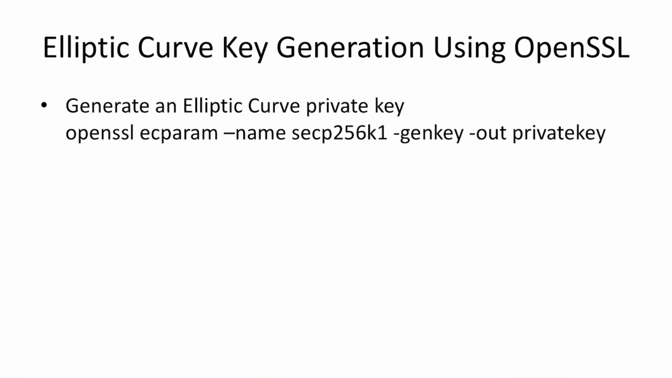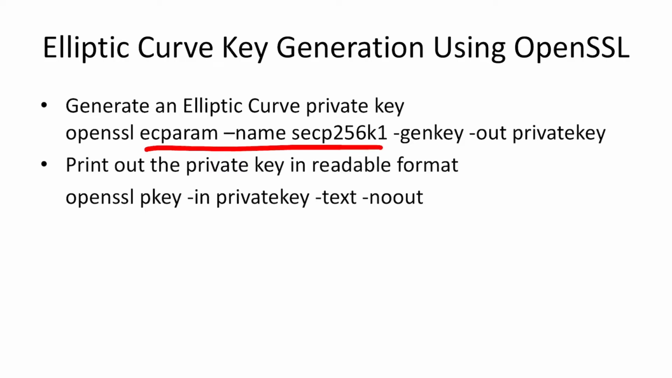OpenSSL supports elliptic curve key pair generation. You can use the following command to specify an elliptic curve and generate your key pair, which is both the public key and the private key. Now this will generate a base64 encoded file. So if you want to read the values of your public and private keys, you can use this command to decode the base64 encoded file and display the values in a readable format.